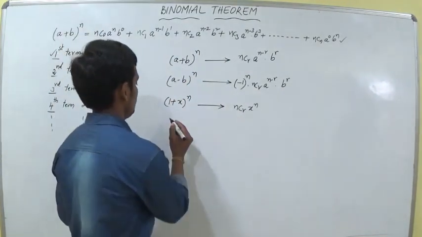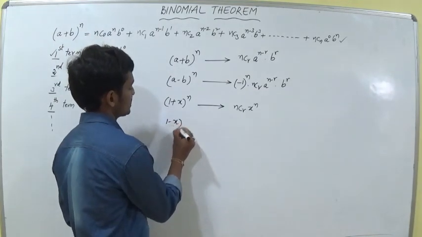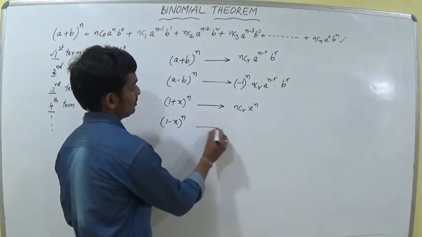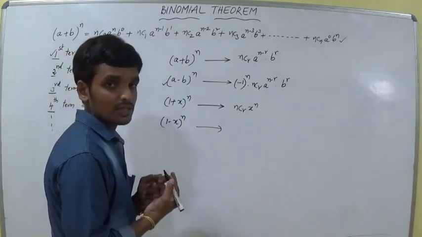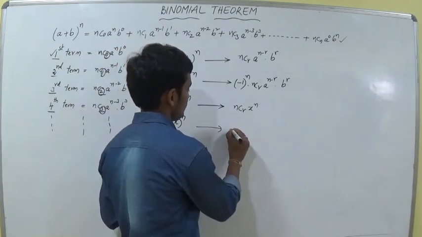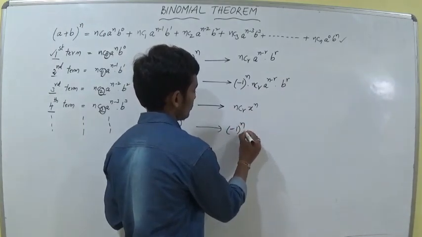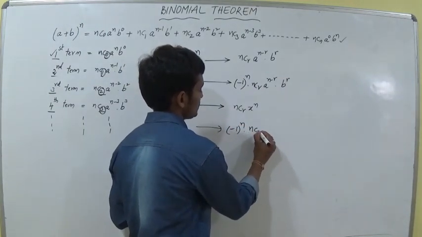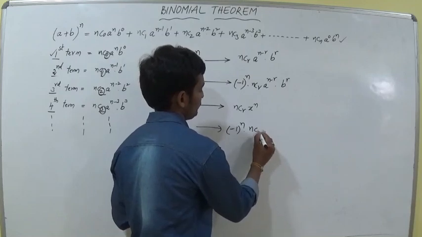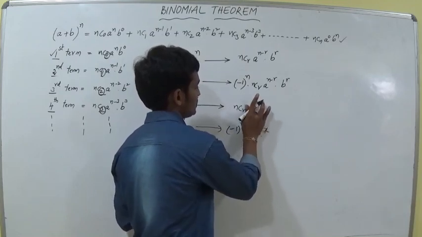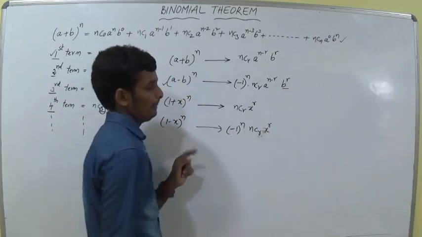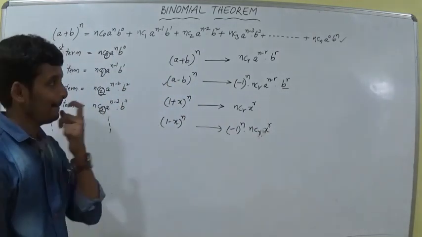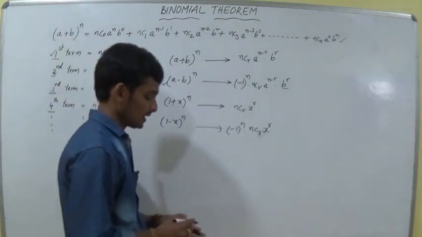The same way, now we have to write (1 minus x) whole power n. This is also like a second case. We are getting positive and negative signs. So this is (-1) whole to the power of r into nCr x to the power of r. Why? Because of the power r of b and x to the power r. These are the 4 general formulas.